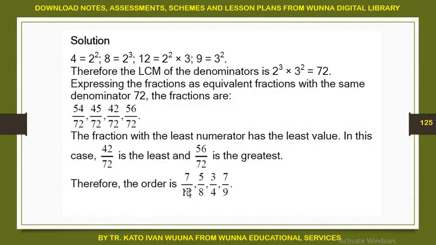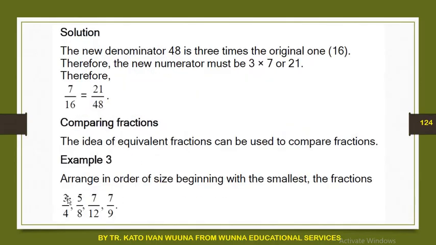Hope I'm clear. I'm saying that after expressing each of the denominators as 72, how are we obtaining the numerators? It is very simple. We go to our original fractions. These are our original fractions. We had 3 over 4, 5 over 8, 7 over 12, 7 over 9. Now we shall multiply each of these by the LCM 72.